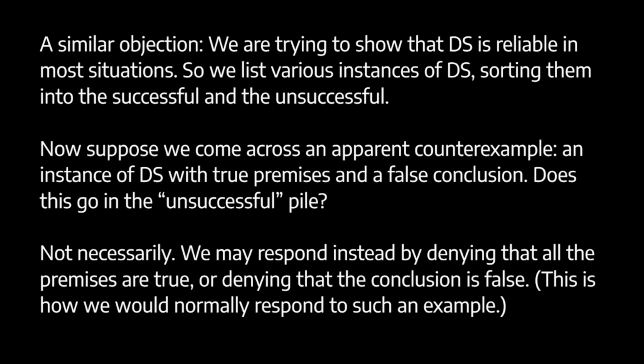Indeed, that's how we normally respond, right? When we see an instance of disjunctive syllogism that appears to have true premises and a false conclusion, what we say is, oh no, the appearances here are deceptive. Actually, we were wrong. It must be that one of the premises is false or the conclusion is true. That's just what it is for disjunctive syllogism to be a norm of inquiry. We don't take it that disjunctive syllogism has failed. We take it that our initial judgment that the premises are true and the conclusion false was mistaken.